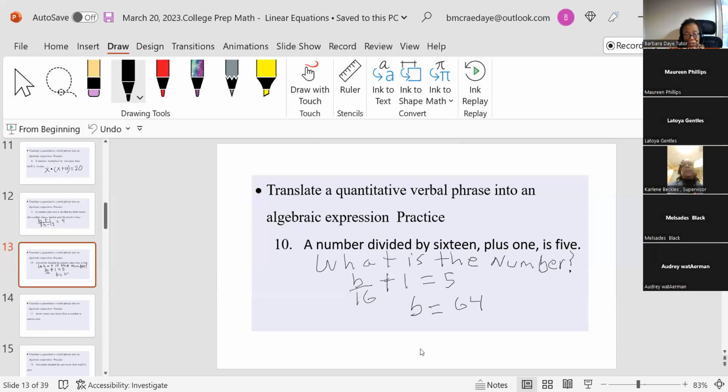Well, you can see 64 over 16 is a 4, and 4 plus 1 is 5. But you can solve it. Subtract 1 from both sides, you get a 4, and then multiply 16 by 4. You get 64.